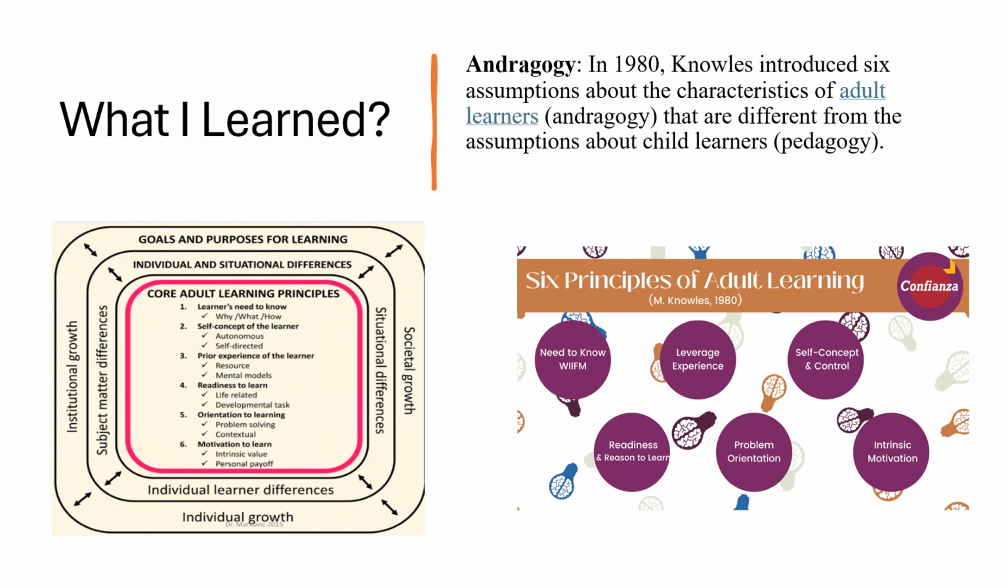So the course was based on adult learning theories and adult cognitive models. The first theory that we learned was andragogy. In 1918, Knowles introduced six assumptions about the characteristics of adult learners. He believed that adults need to know why they want to learn. They bring a lot of experience to the learning. They want to be self-directed learners. They have reasons to learn. They are problem-oriented, and they have intrinsic motivation. All these assumptions are based on the goals in purposeful learning, which include societal growth, individual growth, and institutional growth. So it is based on individual and situational differences, individual learner differences, and subject matter differences.